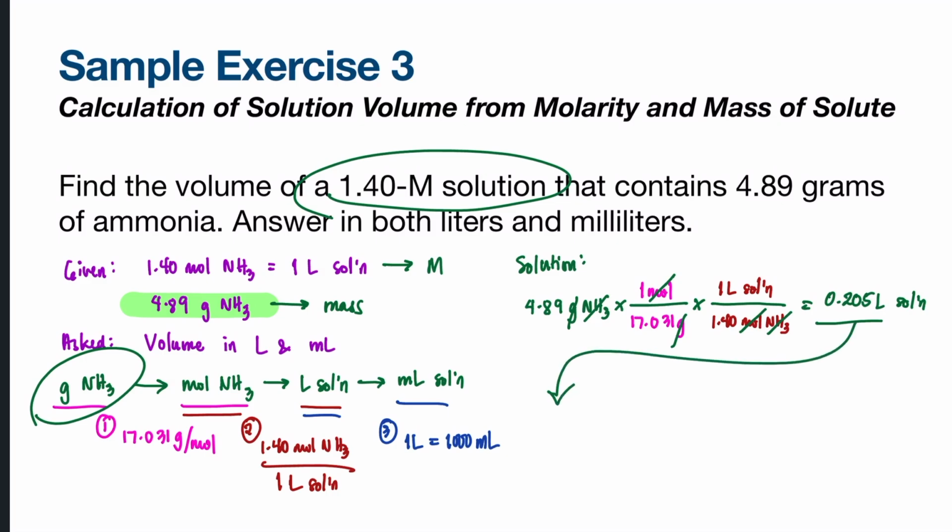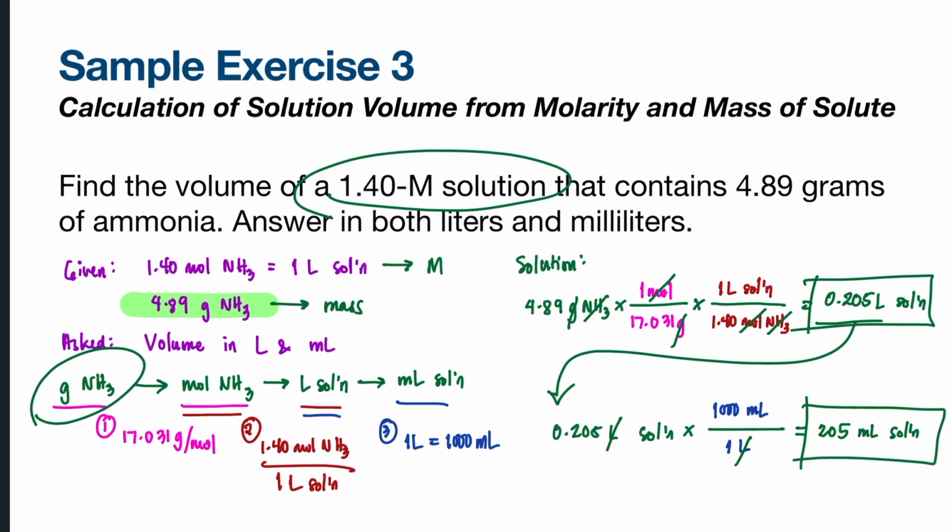The next step is to convert that liters into milliliters. Starting from 0.205 liters of solution, we multiply it by 1 is to 1,000, wherein 1 liter will be in the denominator and 1,000 ml will be in the numerator. Thus, we can cancel the liters, and the final answer is going to be 205 ml of solution. Thus, the volume of a 1.40 molar solution that contains 4.89 grams of ammonia is 0.205 liters, or 205 ml of solution.